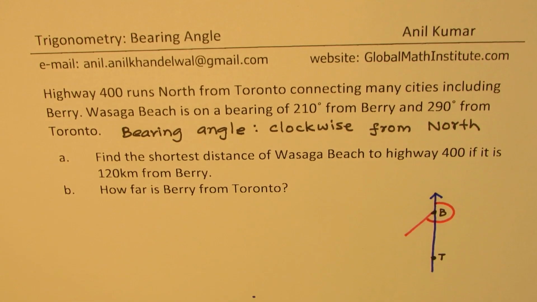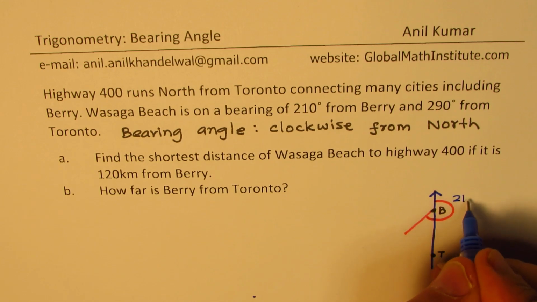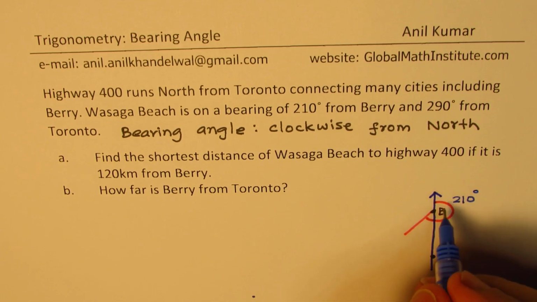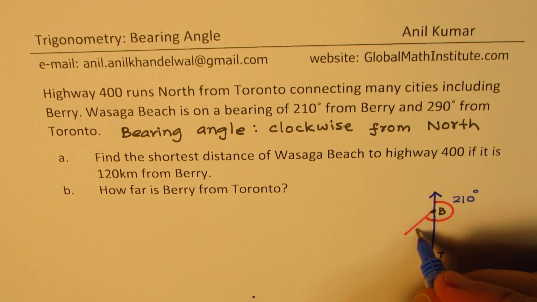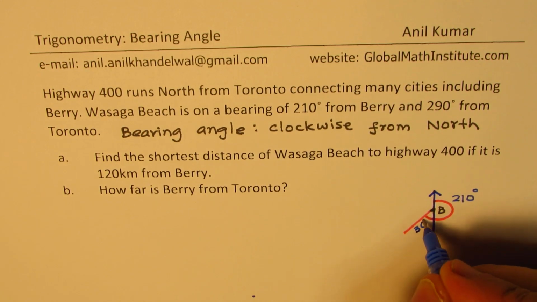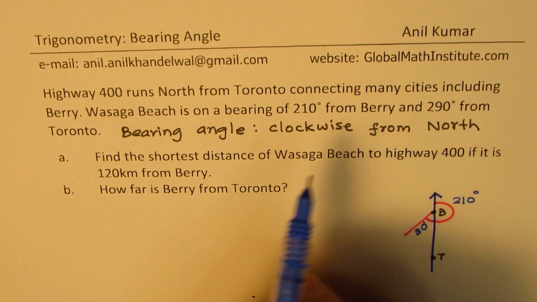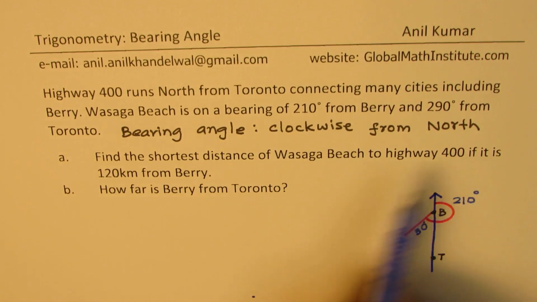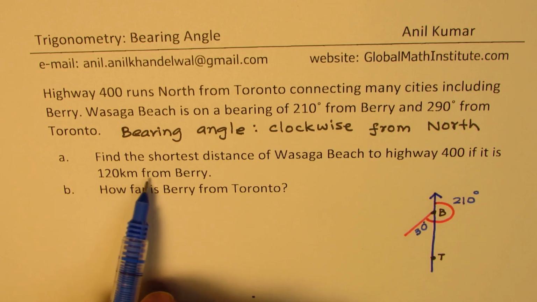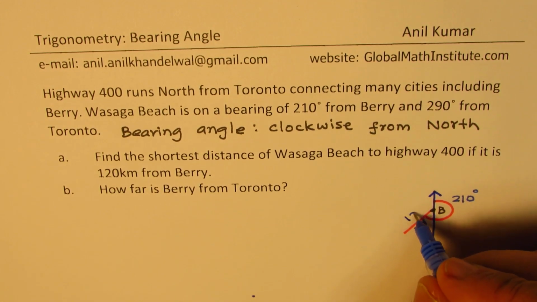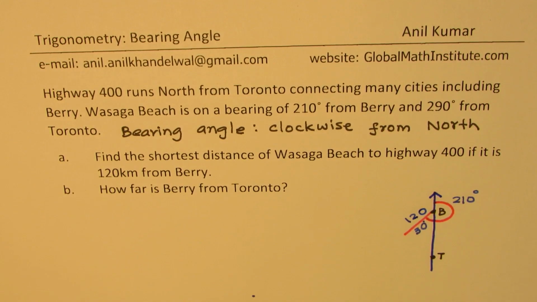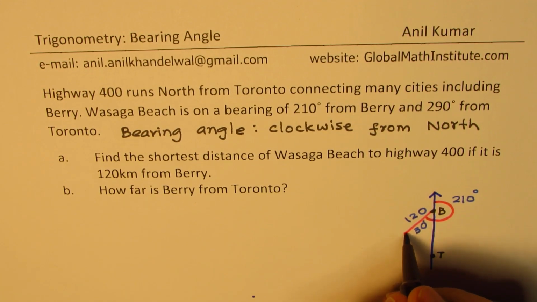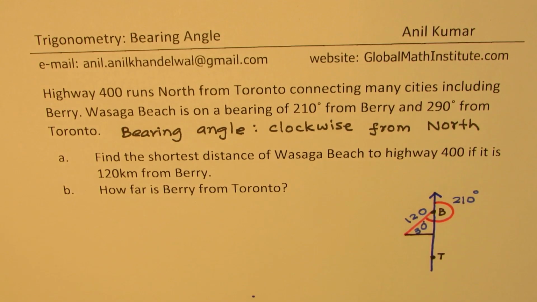So when I say 210, let me write down here, 210 degrees. That means 180 plus how much? 30 degrees. So this is 30 degrees for us. And the distance we are given as the Wasaga Beach to highway 400 is 120 kilometers from Barrie. So this distance is given to us as 120. Well, this is a rather small diagram. And the shortest distance will be, of course, a perpendicular distance as I've shown here.